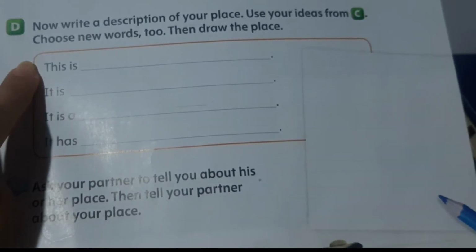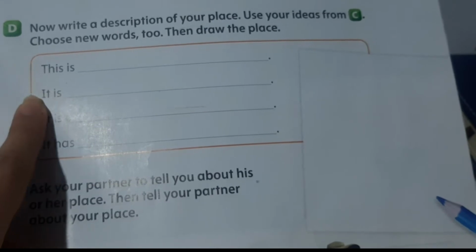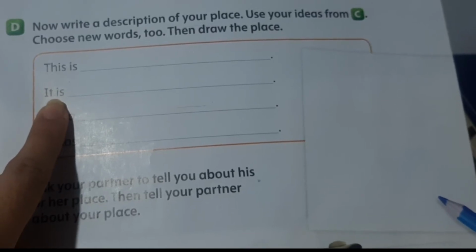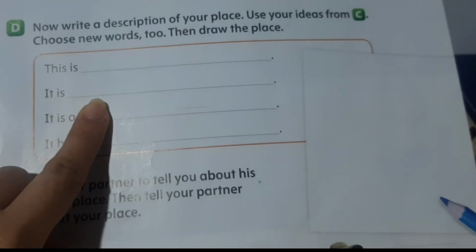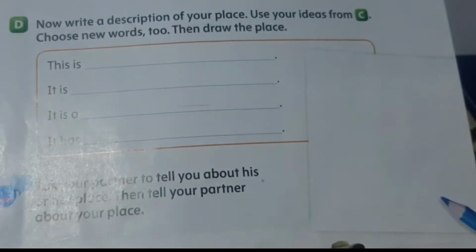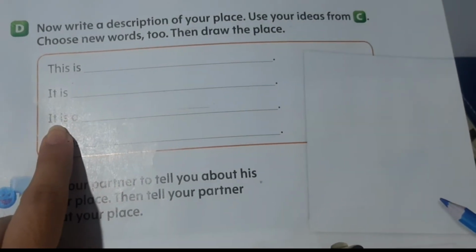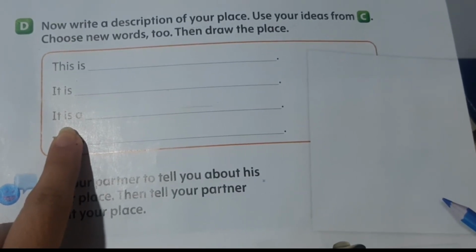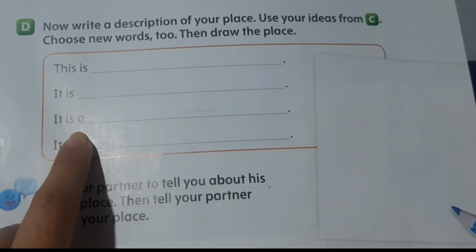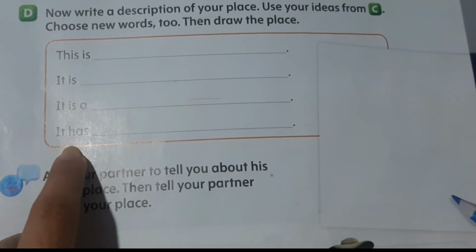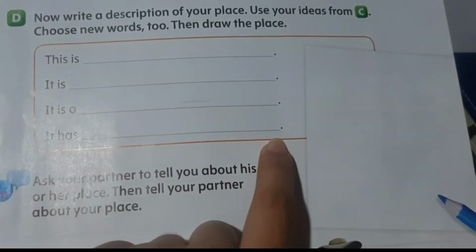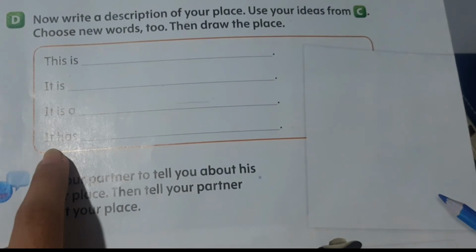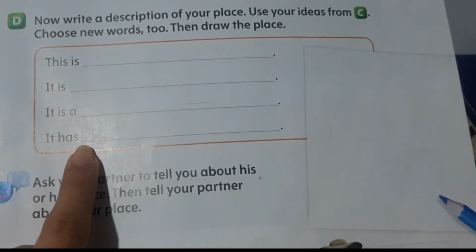For the first sentence, I want you to write the name of the place. In the next sentence, I want you to write the location, or where you can find the place. Write it on the second sentence. On the third sentence, I want you to write if the place is big or small. And for the last sentence, I want you to write what you can see or what the place has. It has a, here I want you to write what you can see in that place.